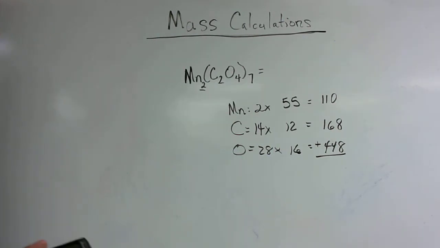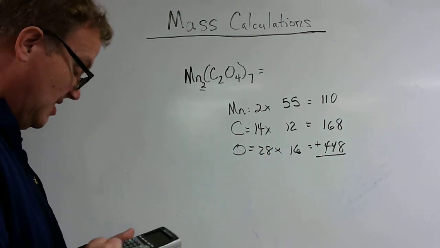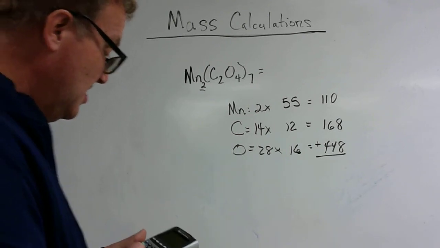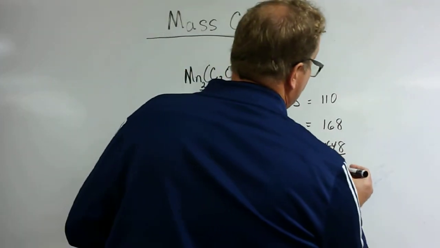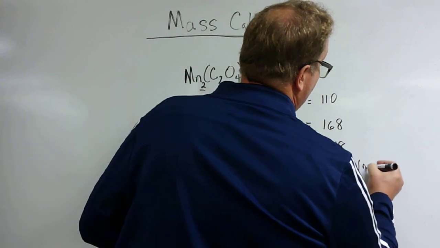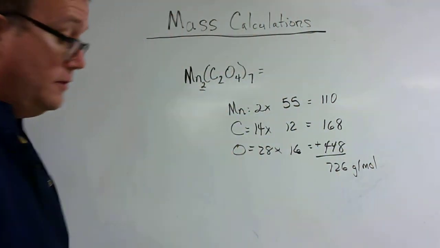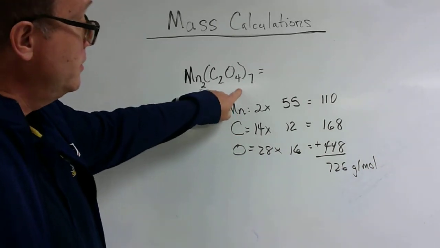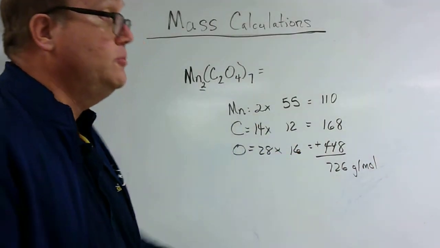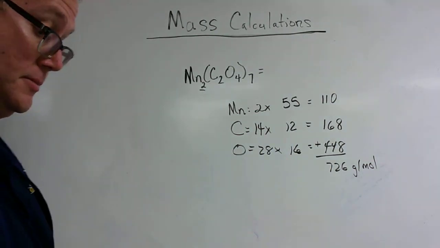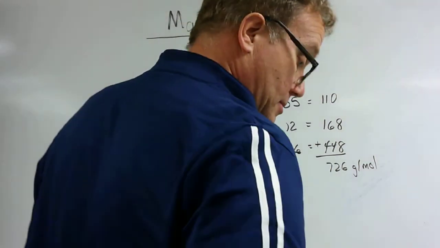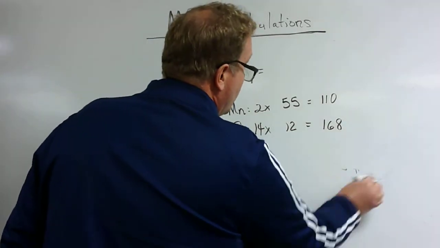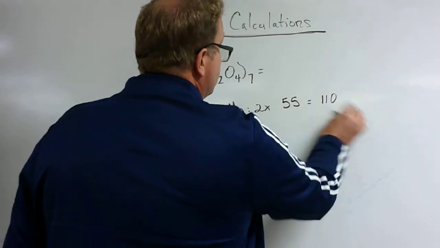And if you add them up, 726 grams per mole, which again just means if I have one of these quantities of this, that would be my mass, which is in grams per mole. There's only one more that's going to be a little bit different.